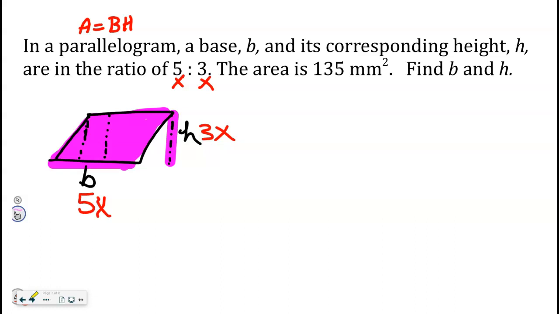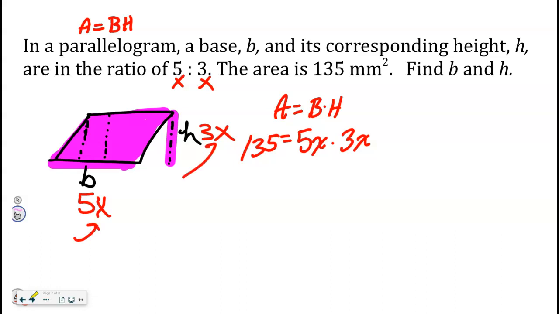So I'm going to write it down. My area is base times height. My base is some multiple of 5. My height is some multiple of 3. And my area is 135. And I solve it as normal. I'm just trying to figure out, well, what's that missing dimension? So I don't go to my calculator. 5 times 3 has always been 15. X times x is x squared.